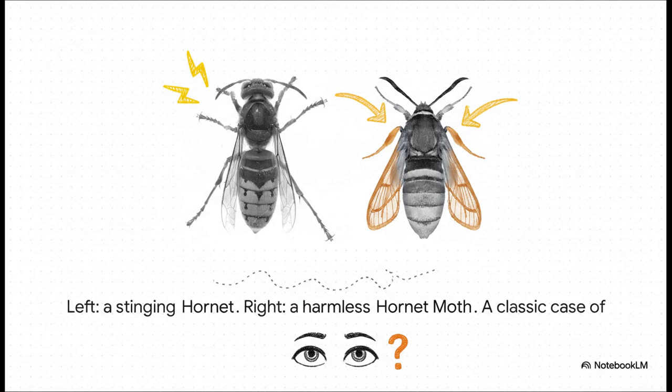Okay, on to 4.2. Look at the screen. On the left, we've got a hornet. On the right, a hornet moth. I mean, they look almost identical, don't they? That visual similarity is a massive clue for the next question, which is all about mimicry.